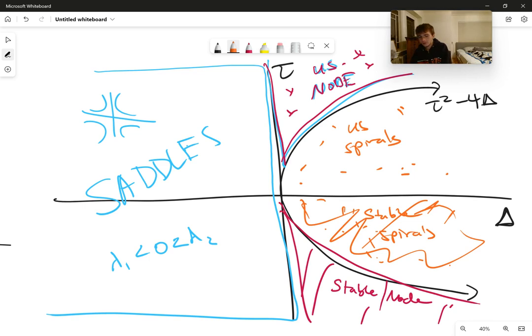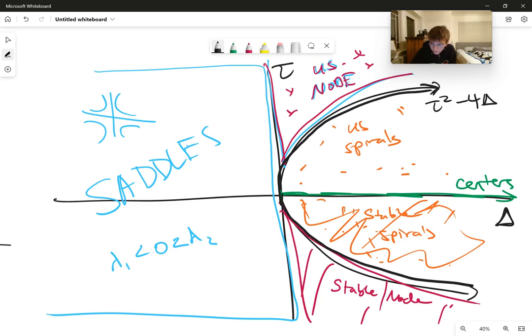All right, and then directly on this line here, I'm going to have my centers. So you can see the centers are a lot more rare, okay? And what you can see is that this parabola, which I'll draw in black again, divides the determinant-trace plane into areas where the eigenvalue is imaginary. So this is the imaginary eigenvalue region inside the parabola, and the region divided on the left-hand side by the parabola is the purely real eigenvalue.